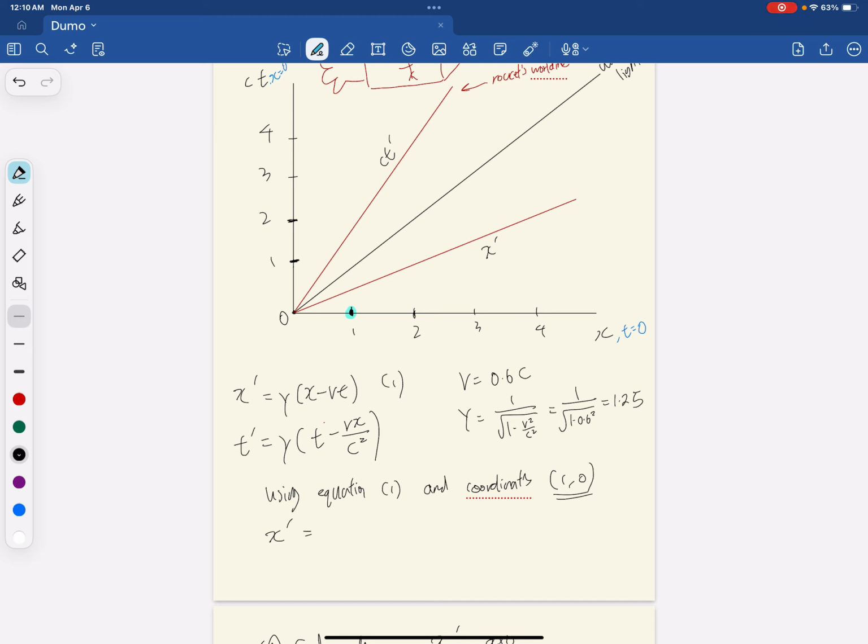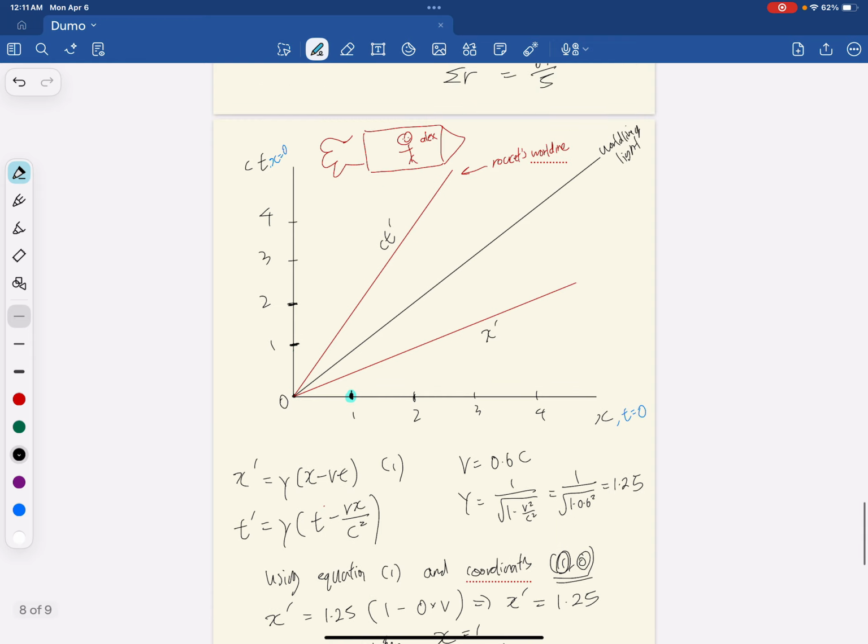X prime equals gamma, which we know gamma is 1.25, gamma constant, times 1 from this x coordinate here, minus 0 times v, 0 from this time coordinate over here. And so that gives us x prime is 1.25. And so when x equals 1, x prime is 1.25, right?